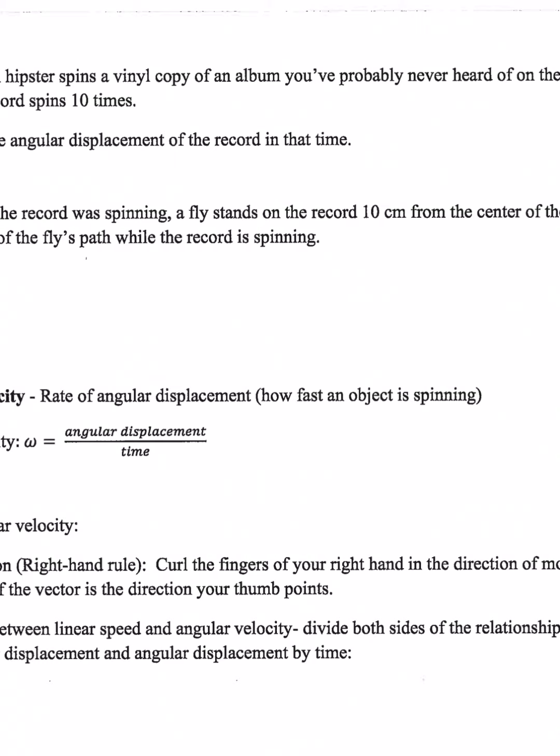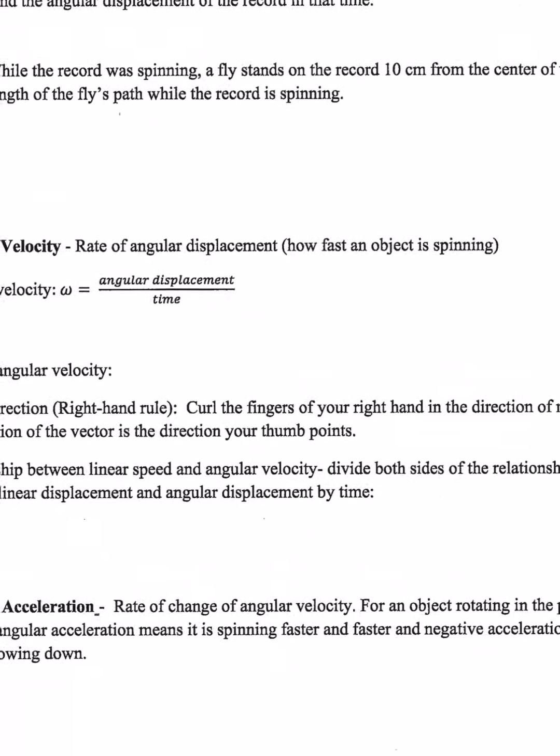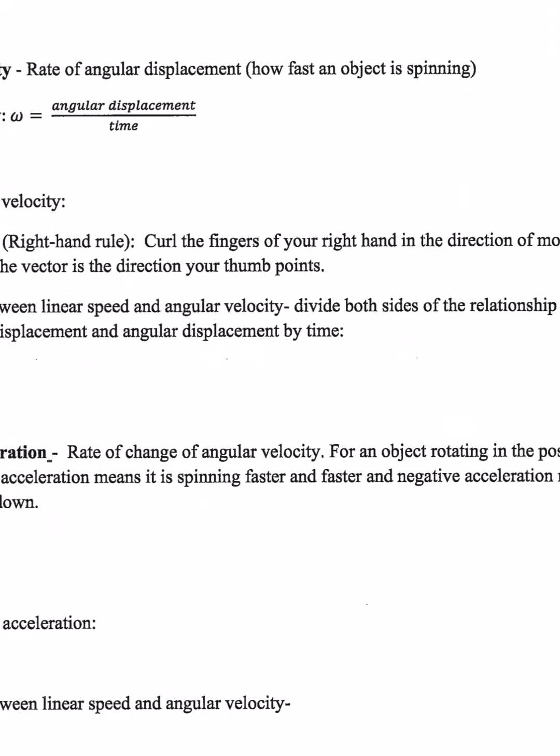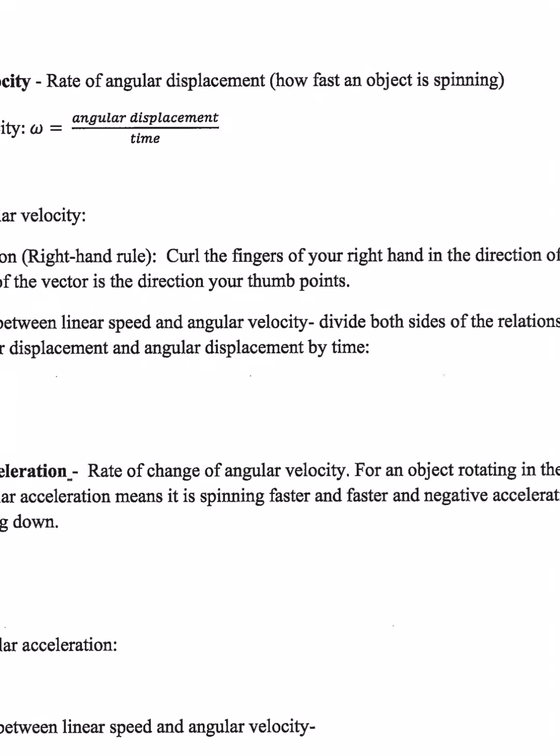Is his linear displacement different? Is it going to be bigger or smaller? Bigger. Why bigger? Because the radius is bigger. Good. Now we're firing on all cylinders. Yes, and this fly is going for the ride of his life. Now, let's talk about how fast that fly's going. Angular velocity: the rate of angular displacement, how fast an object's spinning.